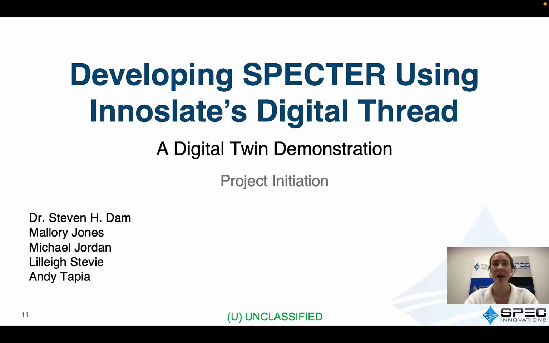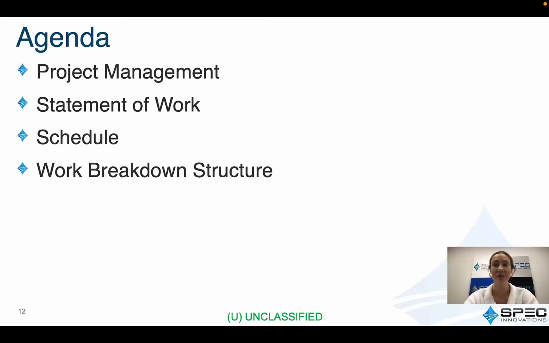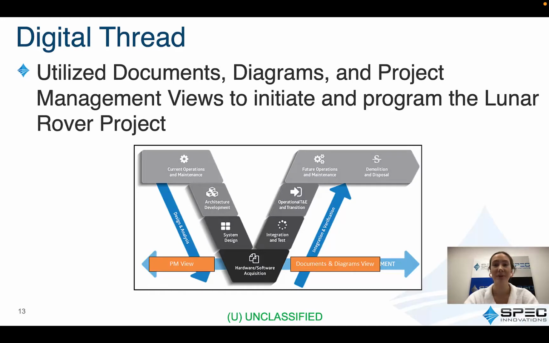In the previous video, I introduced myself, the Break the Ice Challenge, and previewed Innoslate's digital thread. In the second video for the Lunar Rovers web series, I will demonstrate the project initiation and programmatics used to plan and begin the Lunar Rover project to develop the Lunar Rover system. To initiate and program the Lunar Rover project, the documents, diagrams, and project management views in Innoslate were utilized throughout the following processes. In the Systems Engineering V model, these views take place throughout the ongoing parallel project management work.